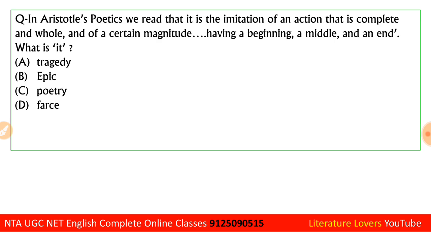See the next one. In Aristotle's Poetics, we read that it is an imitation of an action that is complete and whole, and of a certain magnitude, having a beginning, a middle, and an end. So what is it? Tragedy, epic, poetry, or farce? Let us select the right answer and write it down in the comment box, please learners. Now you can see the correct answer on your screen. So learners, here is the correct answer. A is the correct answer.